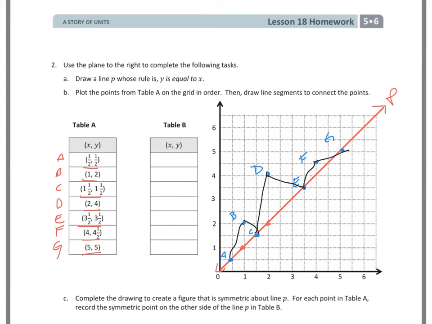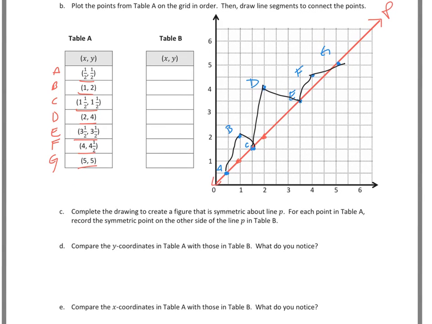So now we're going to take a look at the next part down below. And it says, complete the drawing to create a figure that is symmetric about line P. For each point in table A, record the symmetric point on the other side of line P. So I'll get my points put in, and then you can fill in the table for it. So I know with A, it's sitting on the line, so A actually stays the same because it's on my line of symmetry. So I'll put in the coordinates for that one because it's the same.